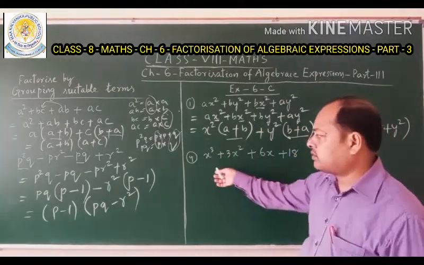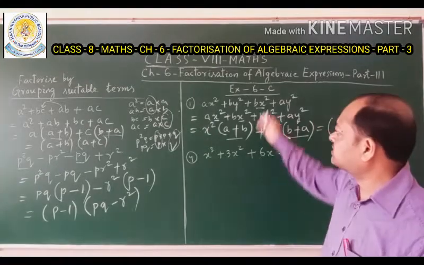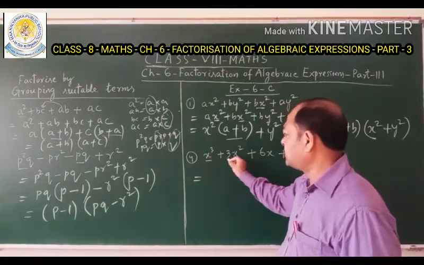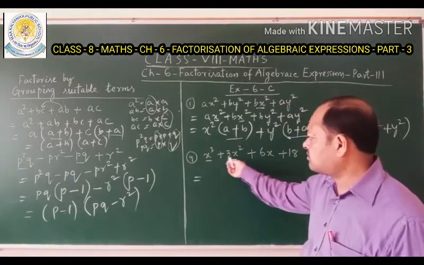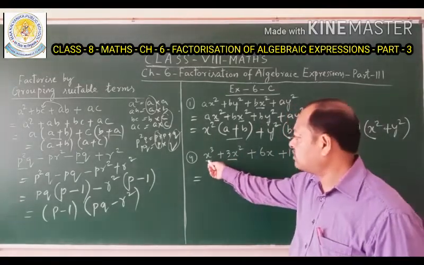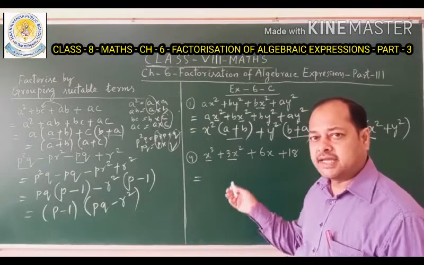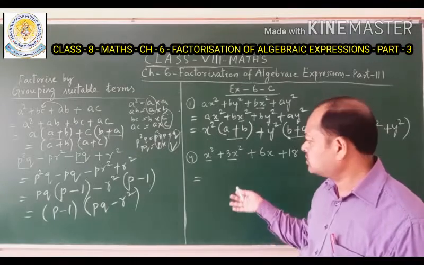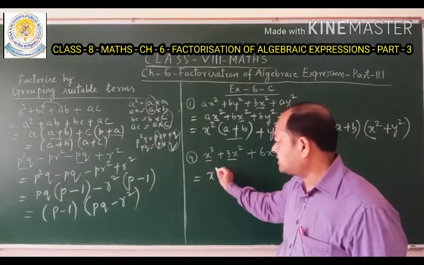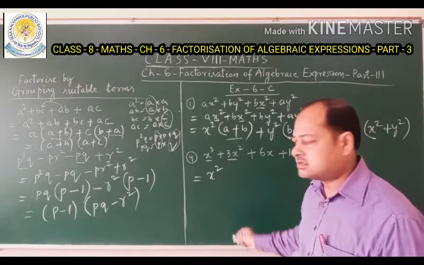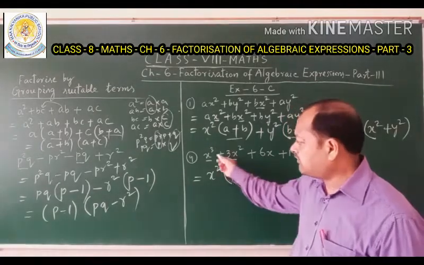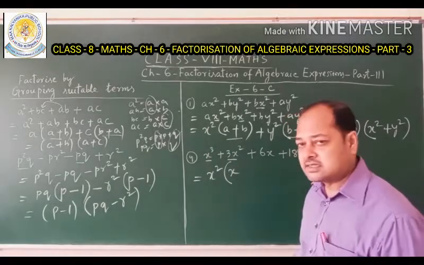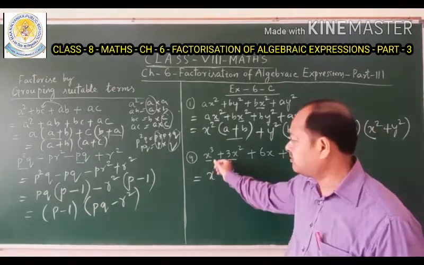Okay. Now look at question number 4 from exercise 6c. See here, x cube and 3x square are common. So what is common here? X cube means x into x into x, and 3x square means 3 into x square. So we see that x square is common in both the terms. So take x square common. If you have taken x square from x cube, what is left? That is x, because x into x square will be x cube.